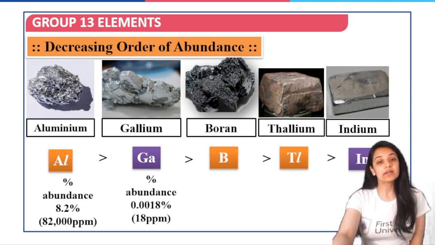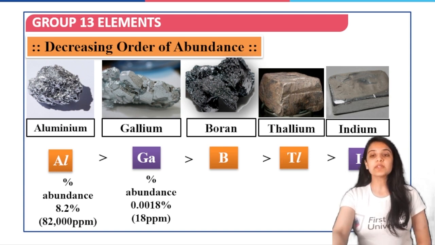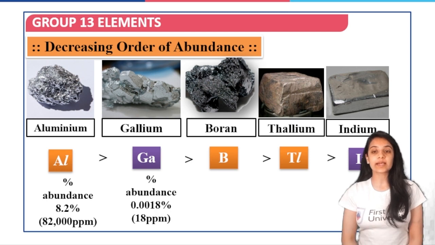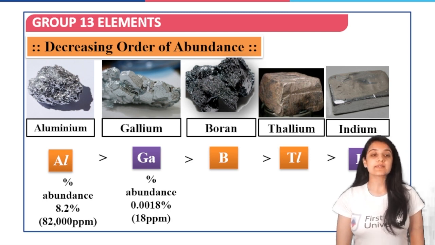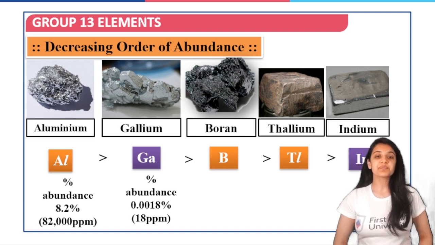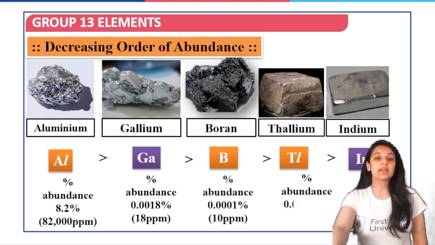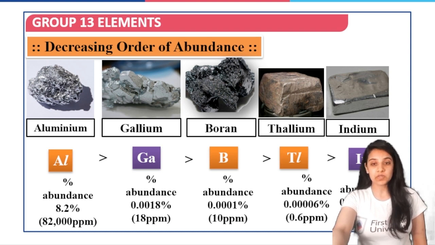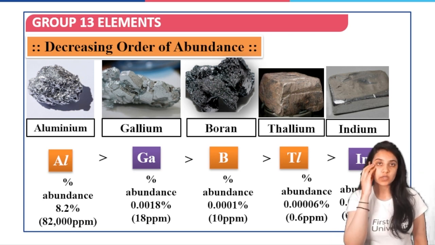If we want to talk about the percentage abundance of these elements, we can have a quick look. Aluminium has an abundance of 8.2%. Then gallium is 0.0018%, that is just 18 ppm. Then boron is 10 ppm, thallium is 0.6 ppm, and indium is the least, that is 0.05 ppm. I think it's not visible to you, but I'm just telling you it's 0.05 ppm.